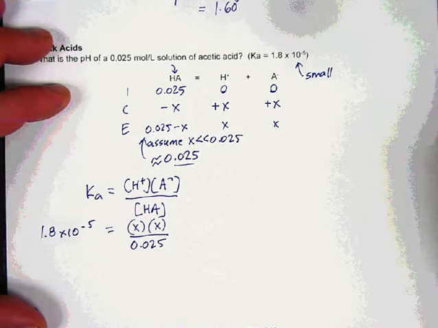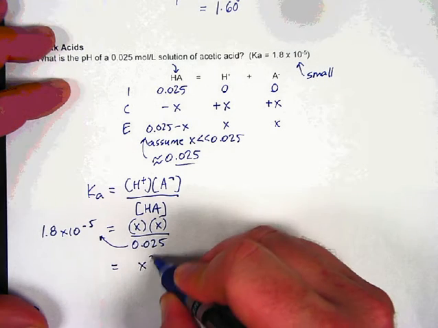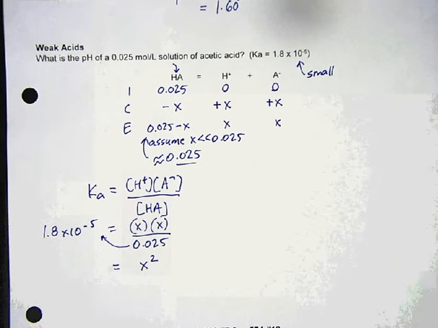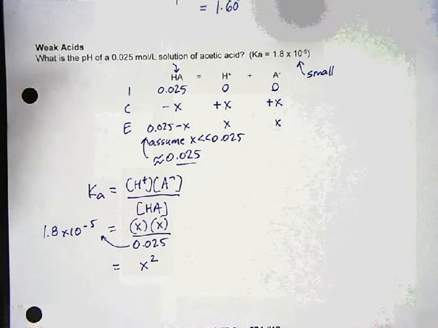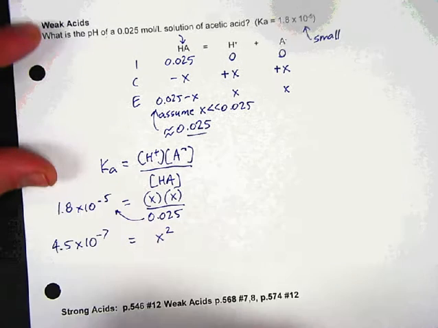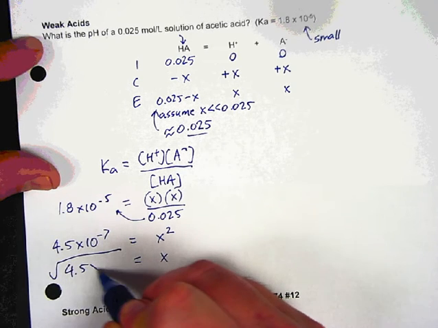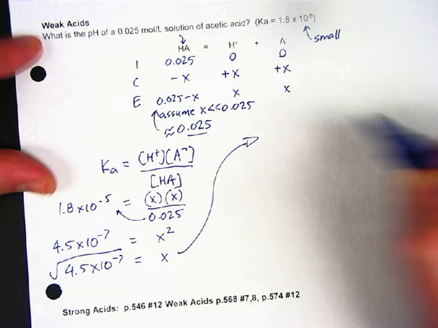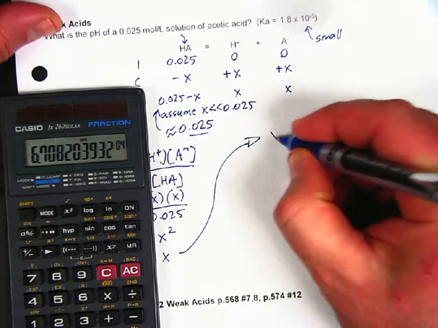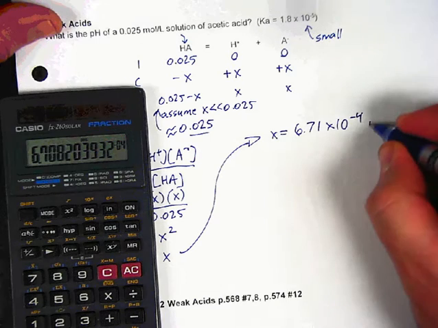This simplifies a lot. We can move this into the numerator by multiplication. It becomes x squared, and 0.025 times 1.8 times 10 to the minus 5 is 4.5 times 10 to the minus 7. Next we're going to take the square root. So the square root of 4.5 times 10 to the minus 7, and that's the change in the concentrations. So x is going to be 6.71 times 10 to the minus 4, and it's going to be in moles per liter.